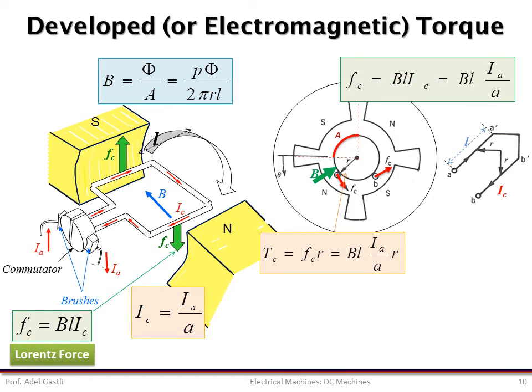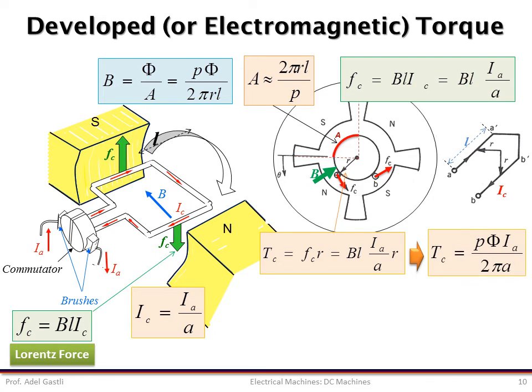So the torque developed by one conductor is given by Tc equal Fc multiplied by R, where R is the radius of the armature. The average torque developed by one conductor is therefore Tc equal B L Ia over A multiplied by R. Now, considering that the area per pole is A, which is equal to 2 pi R L over P, we can rewrite the average torque on a conductor as Tc equal phi P Ia over 2 pi A.